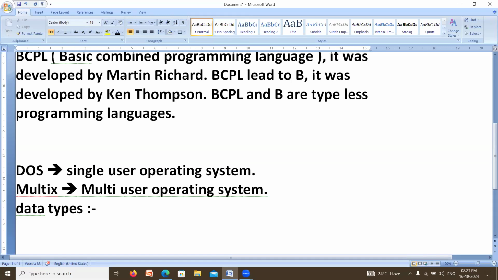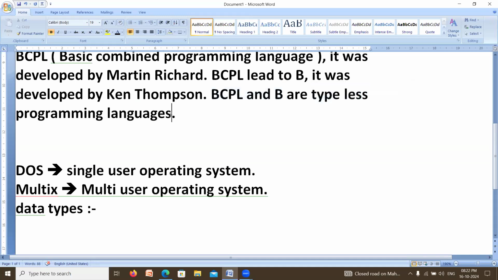Whenever you go to a tiffin center, there you can find idli, vada, dosa, puri, like that. Those are called the types of tiffin. In the same manner, data also has some types. Those are called data types. But BCPL and B, these two don't support data types. So these two are called typeless programming languages.